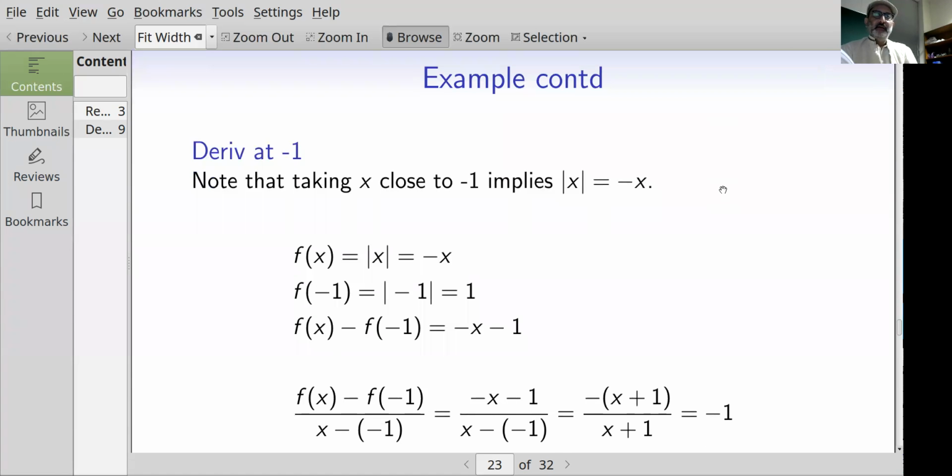Okay. The derivative at minus 1. If you're taking x very close to minus 1, that means the absolute value of x is equal to minus x. So f of x equals absolute value of x equals minus x. F of minus 1 is absolute value of minus 1, which is 1. Then the difference in the numerator of the difference quotient is f of x minus f of minus 1, which is minus x minus 1.